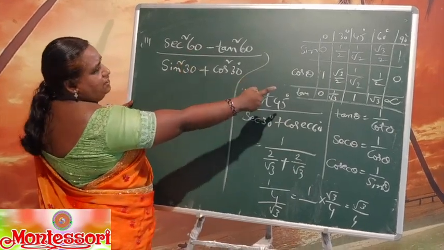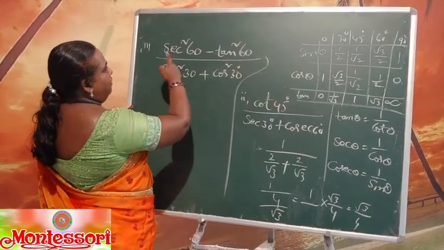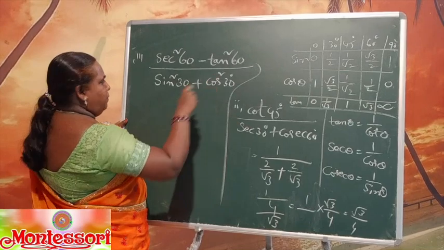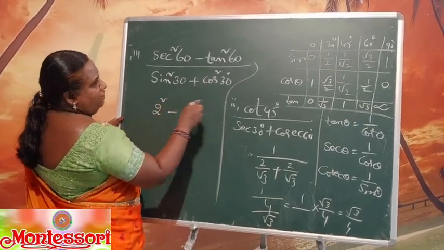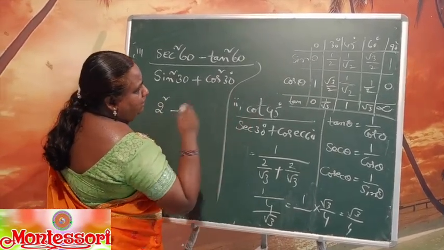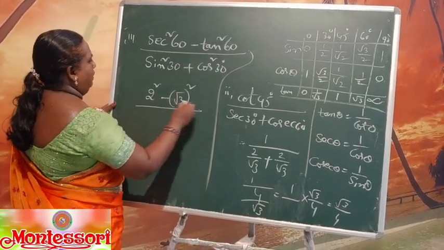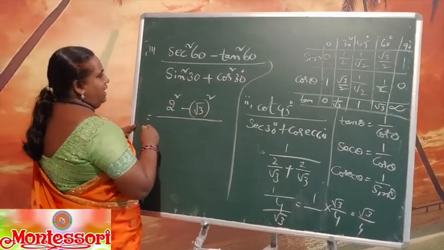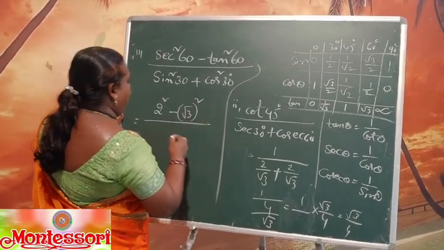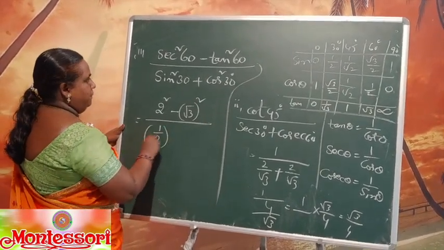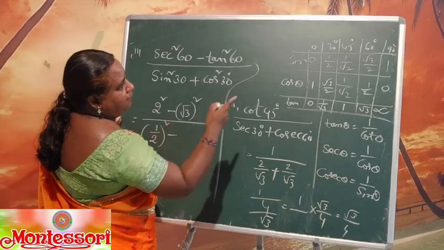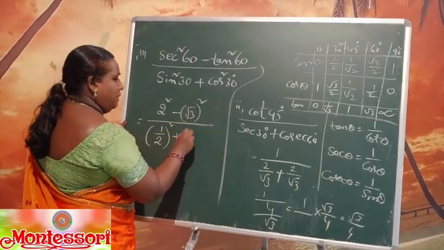So what is cos 60? Half. Then what is secant 60? Reciprocal, 2 square. Minus what is tan 60? Root 3, so square it. What is sin square 30? Half. Plus cos 30, root 3 by 2.